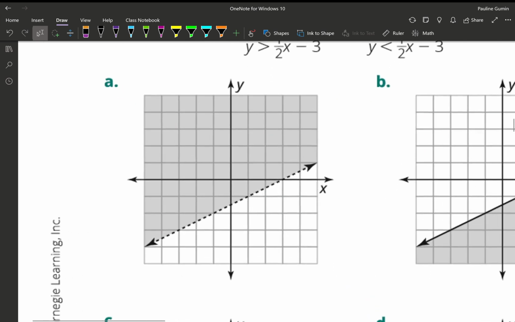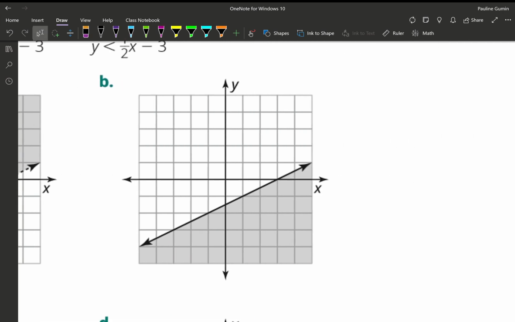Okay, letter A. Now I see that it has a dashed line, so that means we are not going to have a solid line under our symbol. To find out if it's greater than or less than, we put a dot on our y-intercept and we draw an arrow either going up or down towards the shaded area. In this case, we go up to the shaded area. So y is greater than.